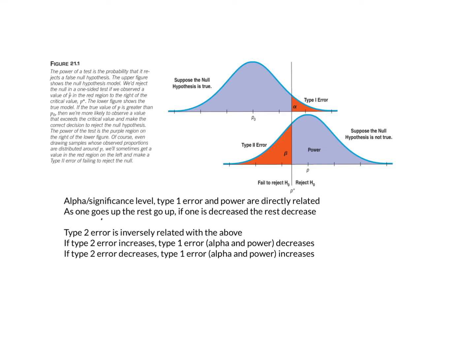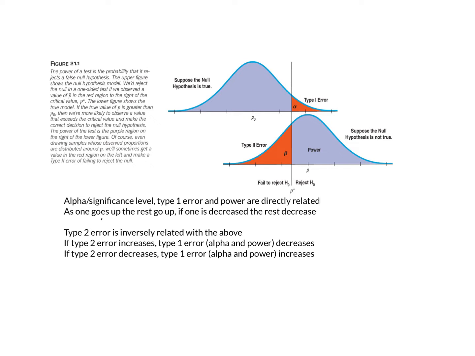Hello, everybody. I wanted to talk more about what we ended class with yesterday, the relationship between type 1 error, your significance level alpha, power, and type 2 error, which we call beta. I made an incorrect statement when I said that power was inversely related to alpha and type 1 error. Power is actually directly related.